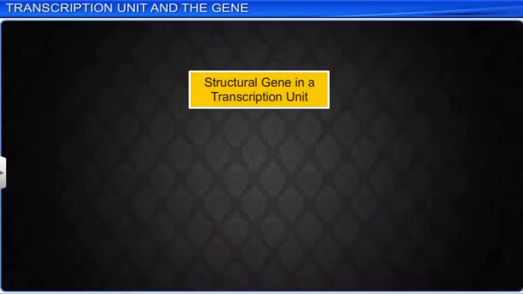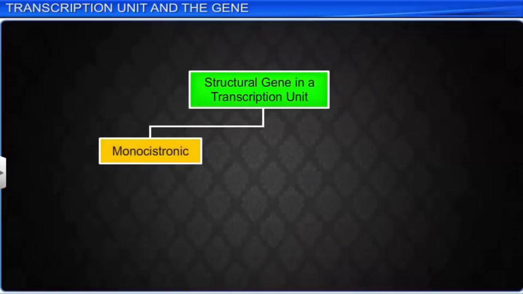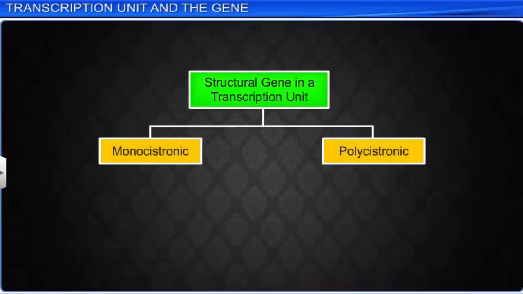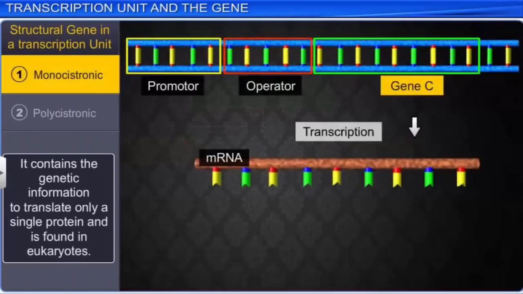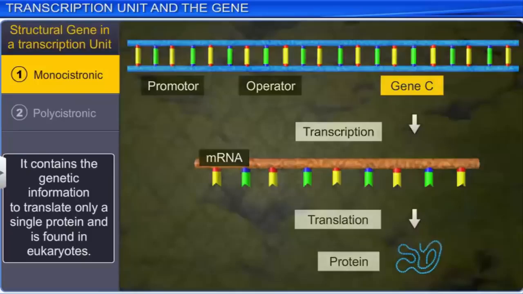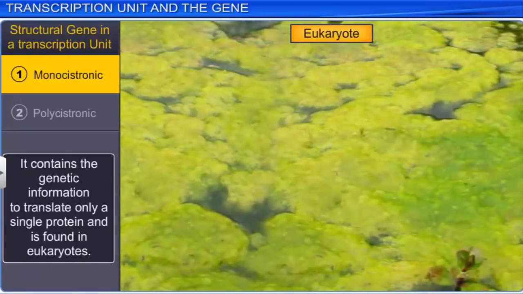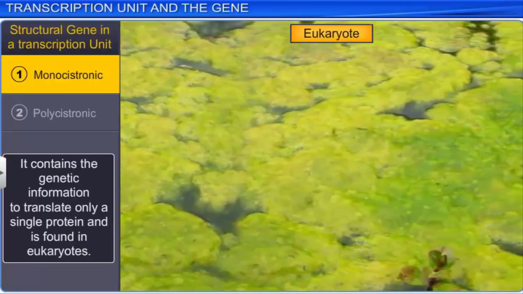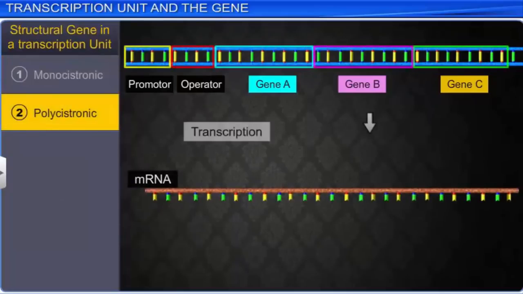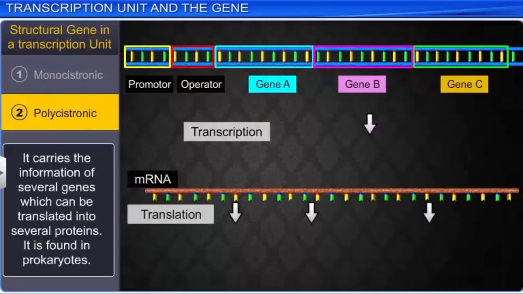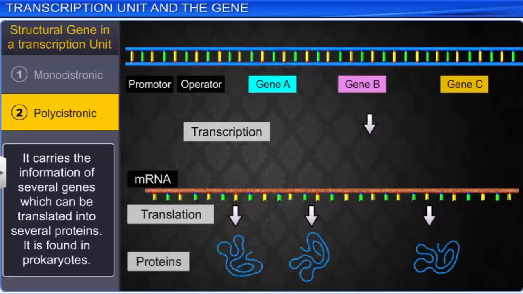The structural gene in a transcription unit can be either monocistronic or polycistronic. A monocistronic structural gene contains the genetic information to translate only a single protein and is found in eukaryotes. On the other hand, a polycistronic structural gene carries the information of several genes which can be translated into several proteins. It is found in prokaryotes.